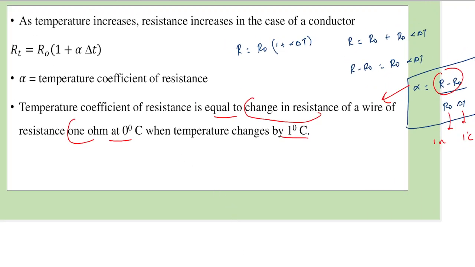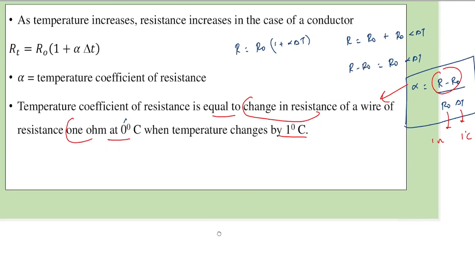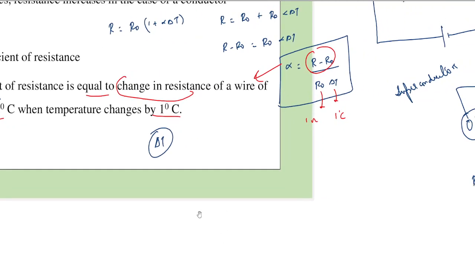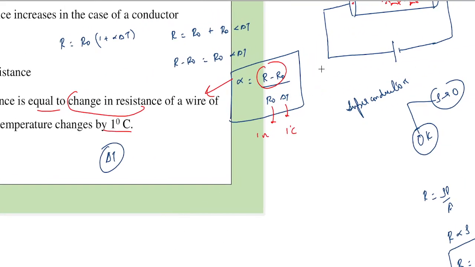So you can say the temperature coefficient of resistance is equal to the change in resistance of a wire of resistance 1 ohm at 0 degree Celsius when the temperature changes by 1 degree Celsius. Keep in mind that the temperature change would be the same in the Celsius scale or in the Kelvin scale, because it is only a temperature change, and dimensionally this would be per Kelvin, or its SI unit would be per degree Celsius, or per Kelvin.